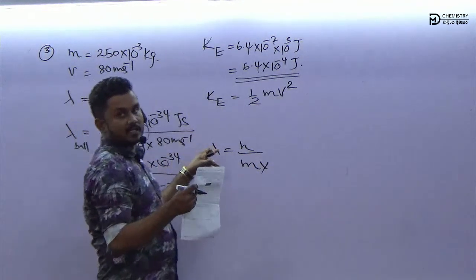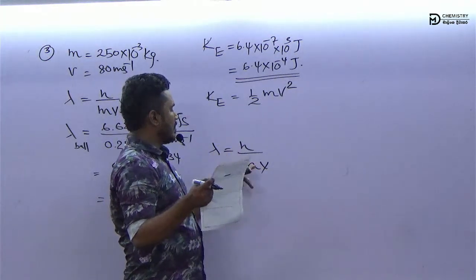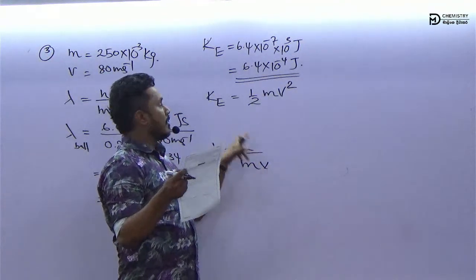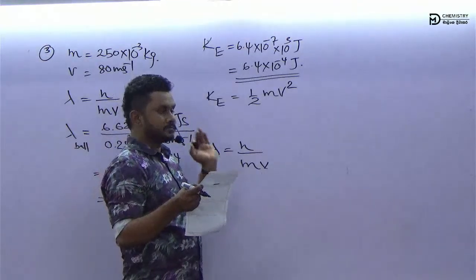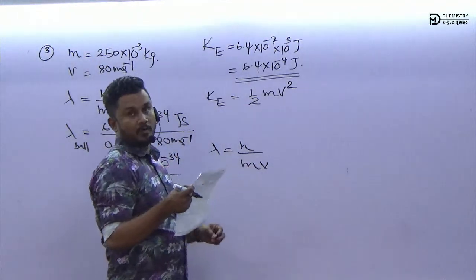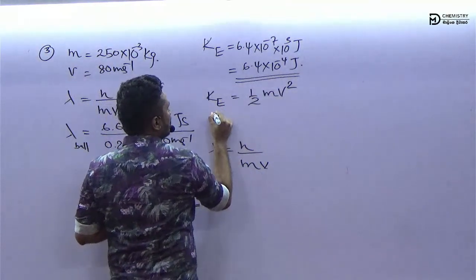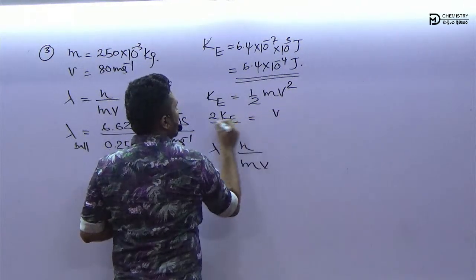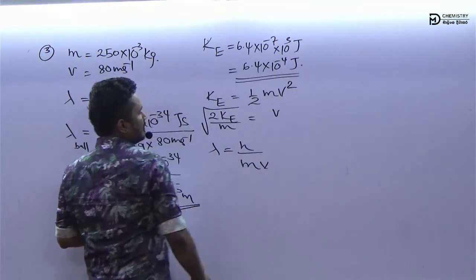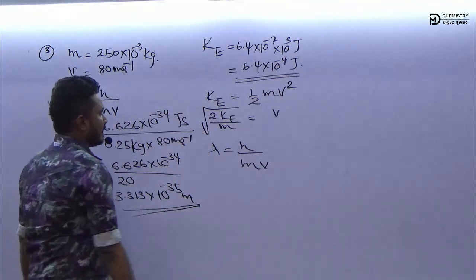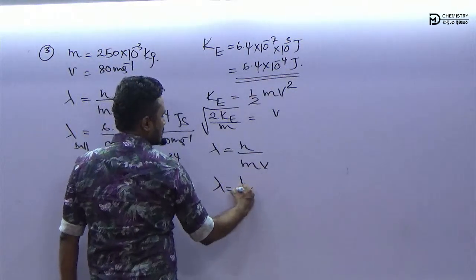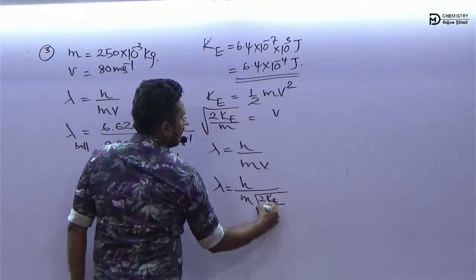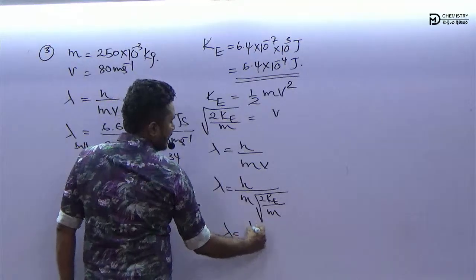So when you apply the lambda equal h over mv equation, here I am going to ask you the lambda value. I gave you only the mass, but I haven't mentioned the speed here. Using this equation you have to rewrite the value for speed. So you can clearly see 2 KE divided by m is equal to v squared. So v is equal to the square root of this. So rewrite the equation: lambda equal h over m into square root of 2 KE over m.